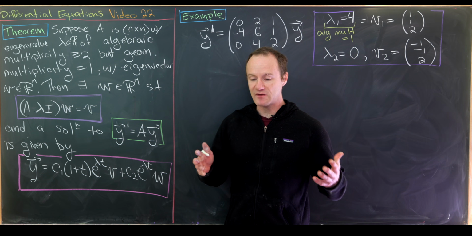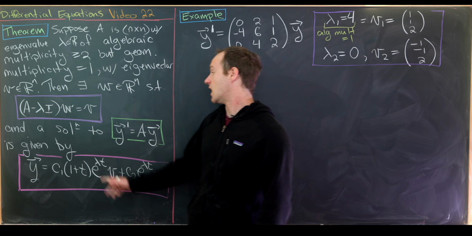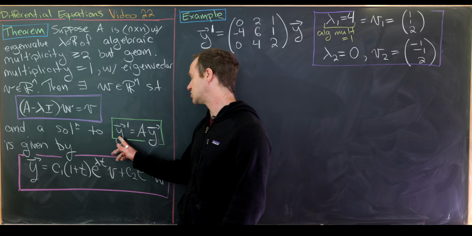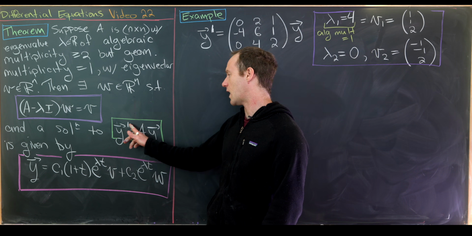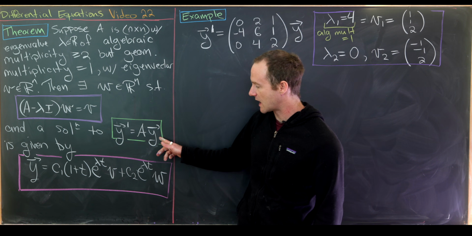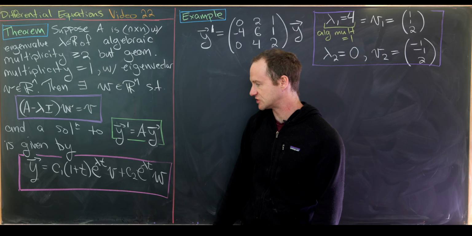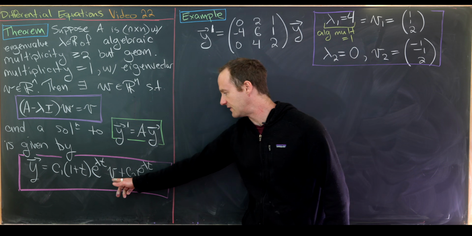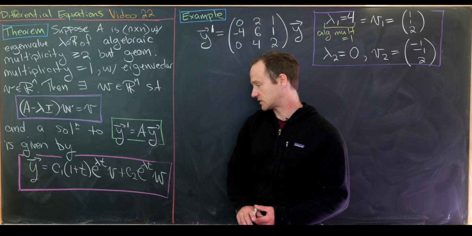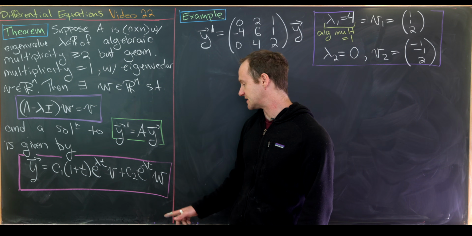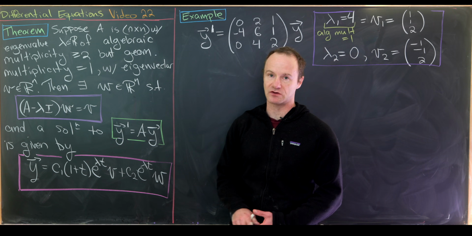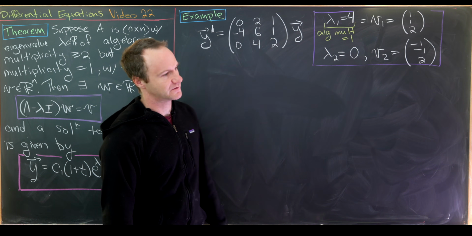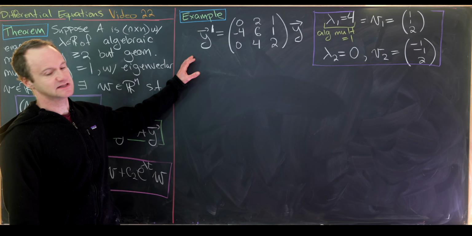Okay, then given that big setup, a solution, notice I'm saying a solution, not the most general solution, to the vector differential equation y prime equals A times y is given by the following combination of functions. We have c1 times (1 plus t) e to the lambda t in the direction of v, this eigenvector, and then c2 e to the lambda t in the direction of w, this generalized eigenvector. Okay, so there's a lot of work to do here whenever you have one of these solutions. So let's look at this example.